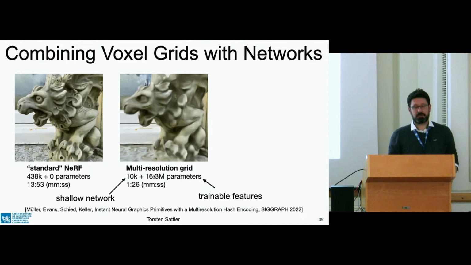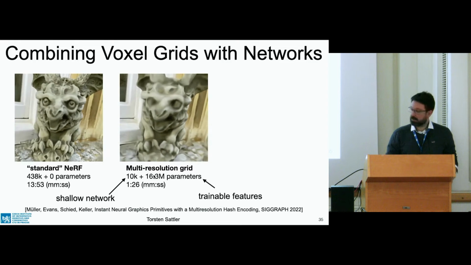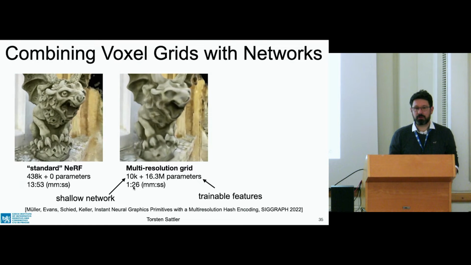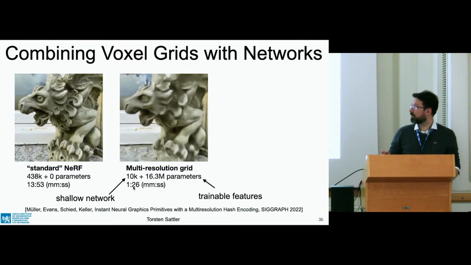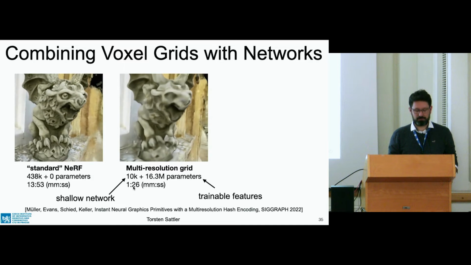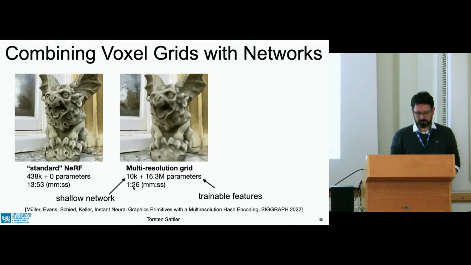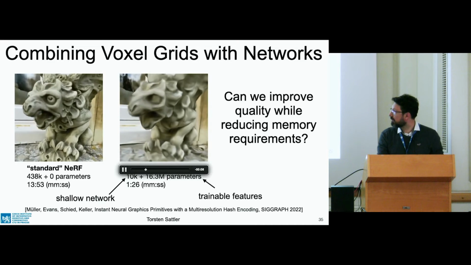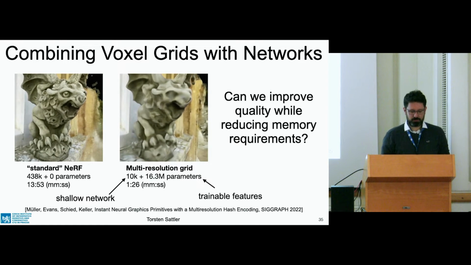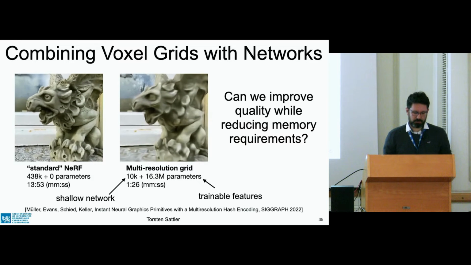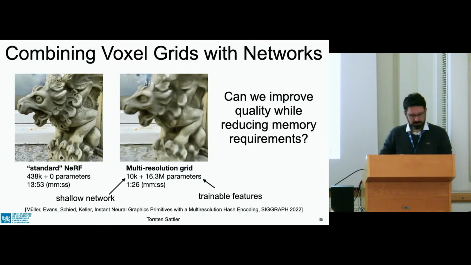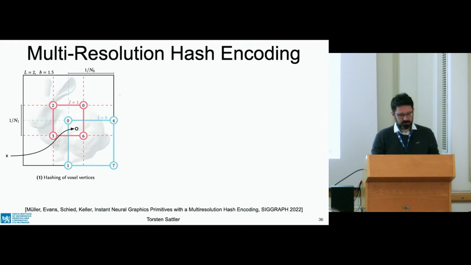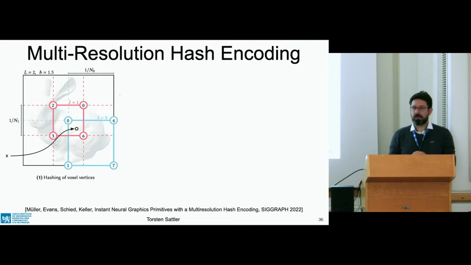So you have increased memory, but you have decreased training time to like 1.5 minutes, because in each iteration you only need to update a few parameters of the neural network and a few features. You never need to look at all 16 million of them. Still, you see a decrease in quality, which naturally leads to the question: can we actually improve quality while also reducing memory requirements? And it turns out, yes, you can do this by doing a multi-resolution hash encoding of your features.